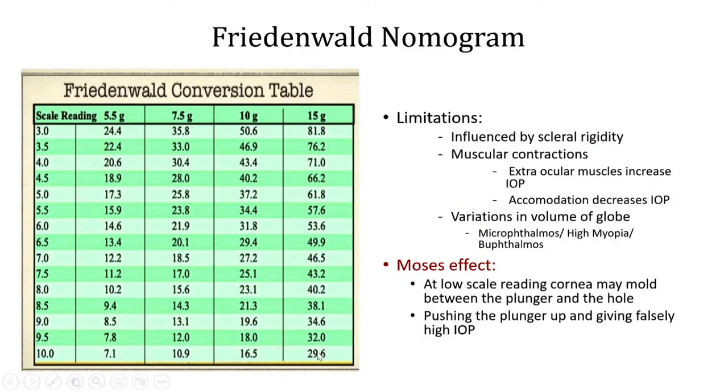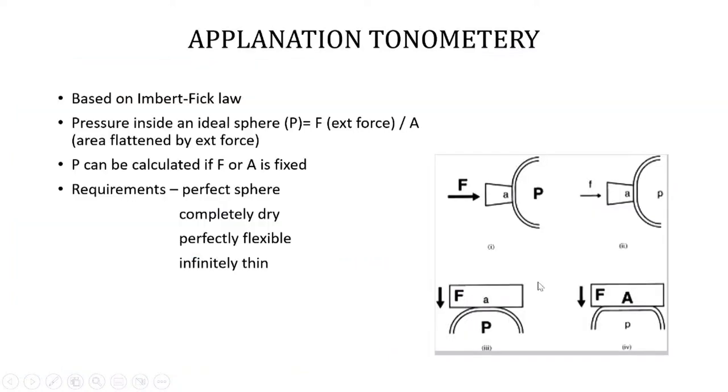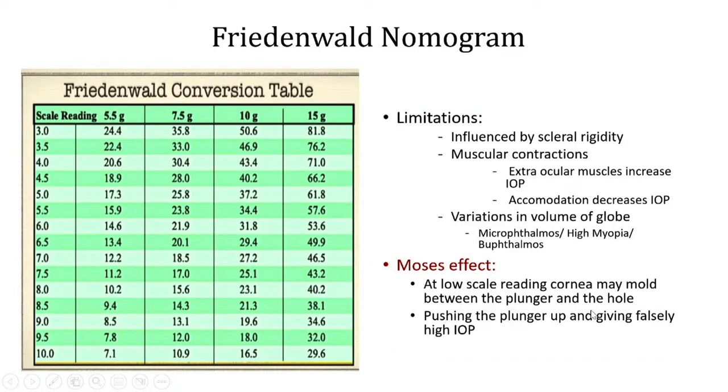So this is the Friedenwald's conversion table that we used to follow during our PG times. And you can see there are different scale readings and the pressure that is being used for indentation. And you get corresponding IOP levels. But the problems are, as I said, it is influenced by scleral rigidity and muscular contraction. If the patient is squeezing the eye too hard or if the patient is accommodating, all these things can change the intraocular pressure measurements. Then there is one Moses effect: at the low scale readings, the cornea gets molded between the plunger and the hole. And this pushes the plunger up and gives falsely high intraocular pressure. You should know these things just from the viva point of view.